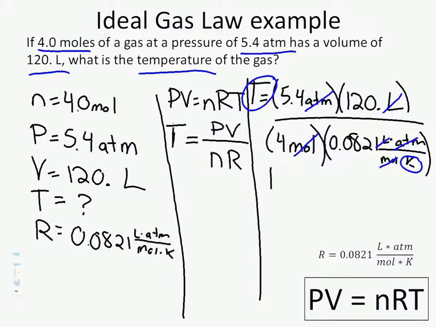All right, so now we want to put that into our calculator and figure out what our final answer is. 5.4 times 120 divided by 4 divided by 0.0821. That equals 1973.2 Kelvin. Okay. Notice if I had given you Celsius, at any point in any of these gas laws, you'd have to convert it to Kelvin. It's especially true with the ideal gas laws because the unit involves Kelvin. So you would never end up with Celsius as your answer.